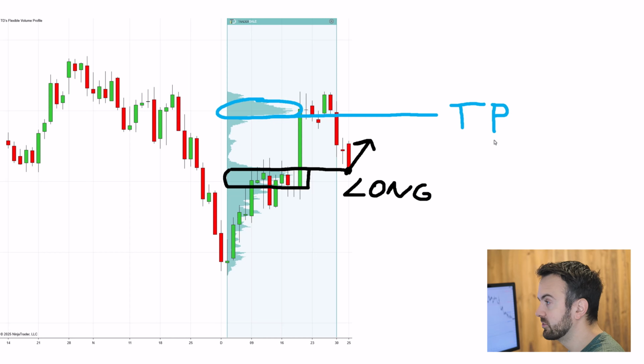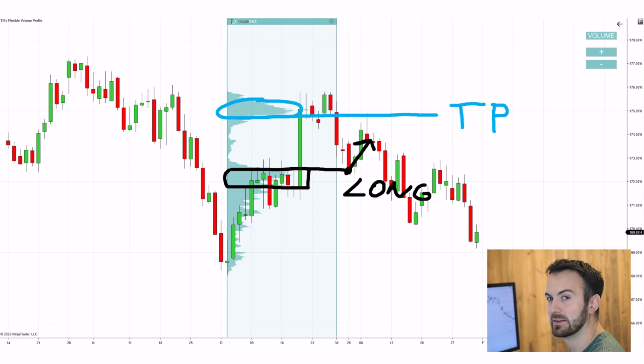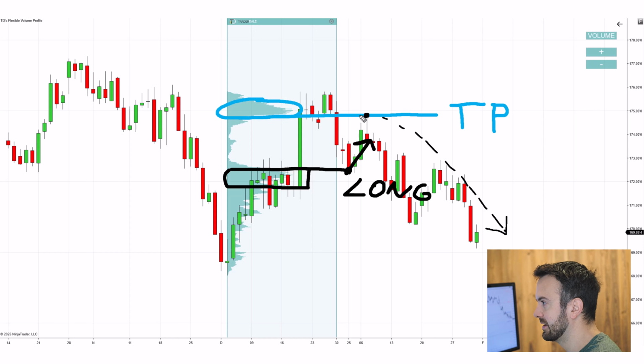Let me show you how the trade played out. See, the price hit that barrier. I was able to take that profit here, and then the price turned and went downwards. And the reason is that the price hit that barrier. Price likes to react to those heavy volume zones, to those barriers. So that's why you want to quit your trade before the price actually hits that barrier and potentially reacts to it, right?